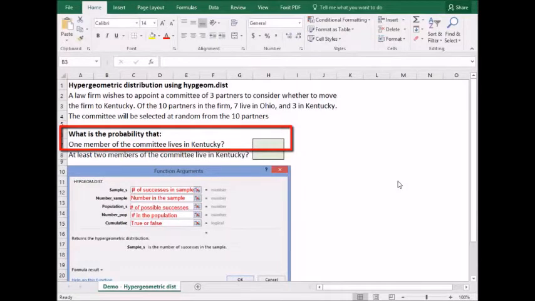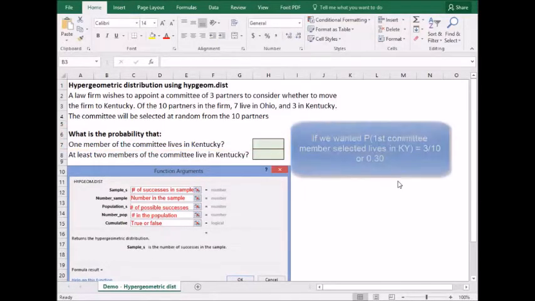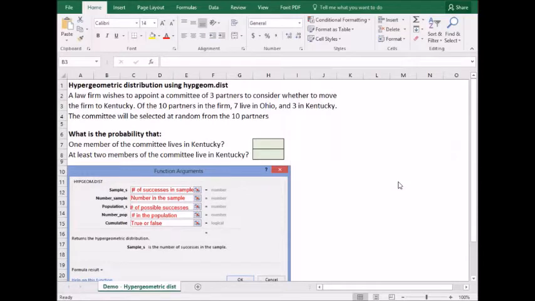If we only wished to know what is the probability that the first committee member lives in Kentucky, that would be 3 out of 10, or 30%. However, we're going to select a committee member who has a 30% chance of living in Kentucky. Then we'll select another from the remaining pool of 9 candidates. And if our first committee member lives in Kentucky, then that leaves a 2 in 9 chance that the next person will also live in Kentucky. Notice how the probabilities are changing and the problem becomes more complex. The formula for the hypergeometric distribution is based on counting formulas.